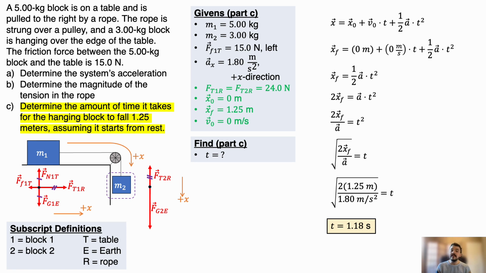So we have found the system's acceleration by looking at the 2-block system. We have determined the tension of the rope by looking at the system that just consists of the block on the table. And we've used some kinematics, some motion equations, to find the amount of time it takes to fall 1.25 meters by looking at the system consisting of the falling block.